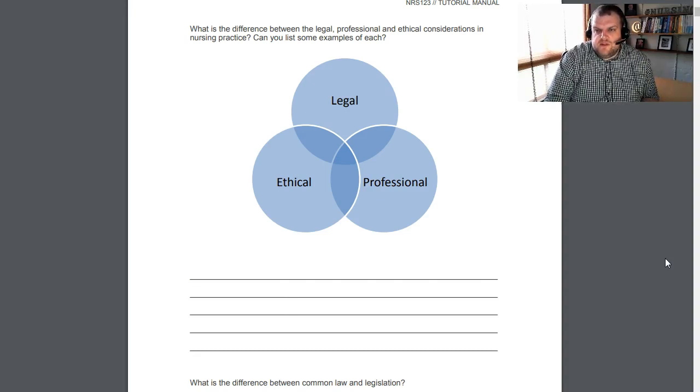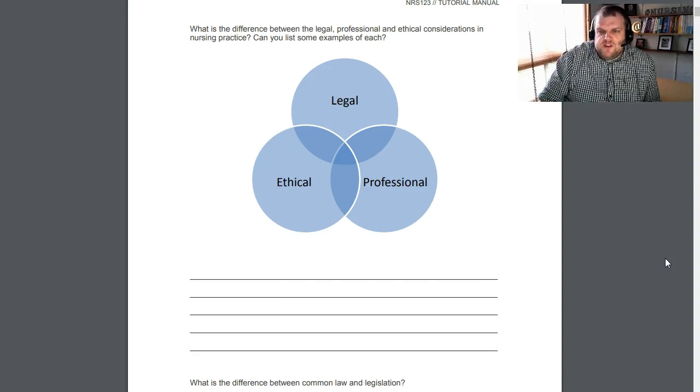What we're after is, what are the standards or considerations that a person might have. So the legal aspects of a situation, is something legal or illegal? Is something breaching a particular law? You'd look at common law and legislation and the difference between those two and how those things affect nurses. So we've covered those things in the previous questions.